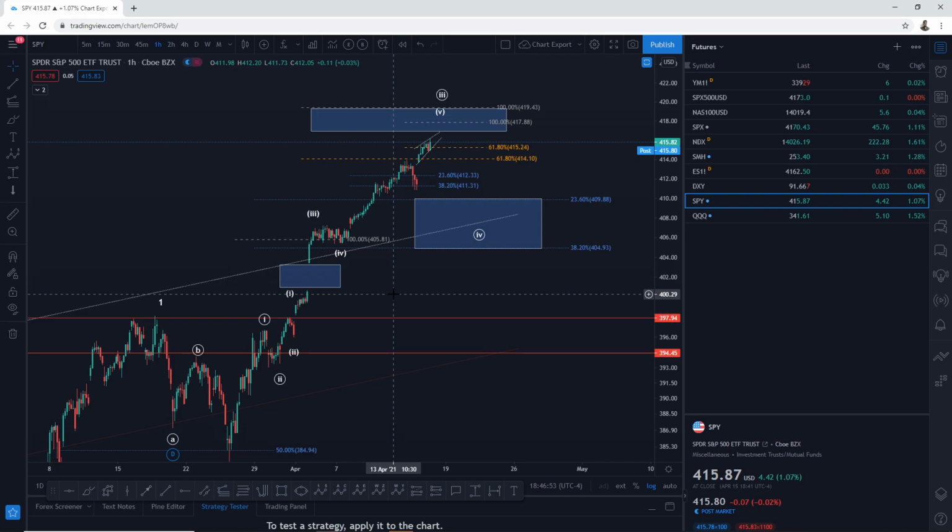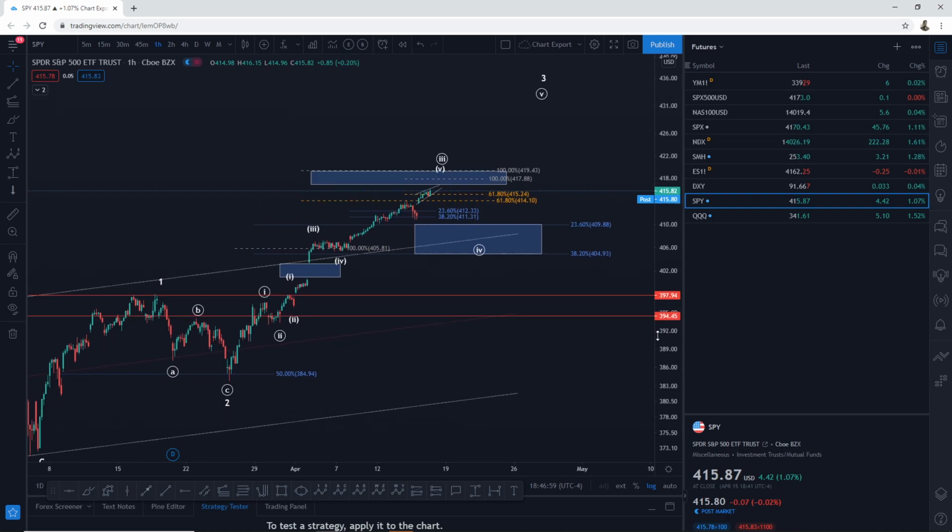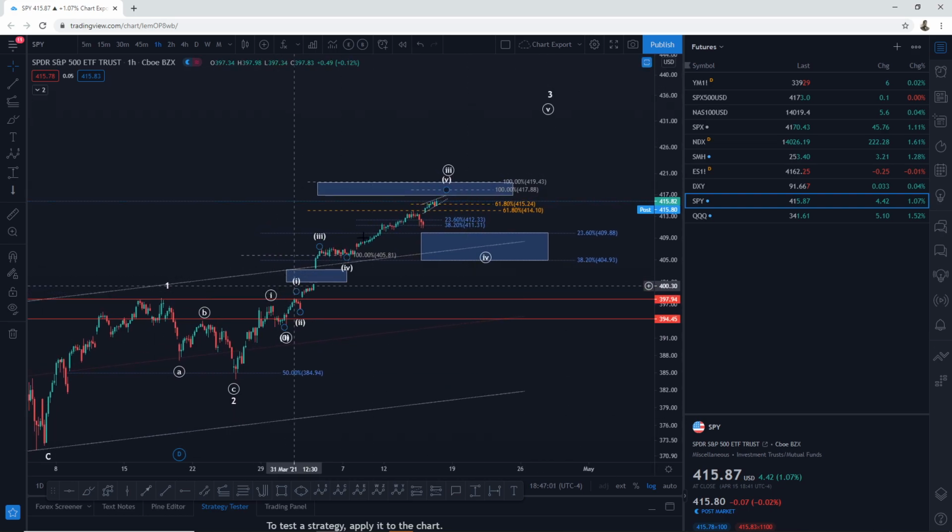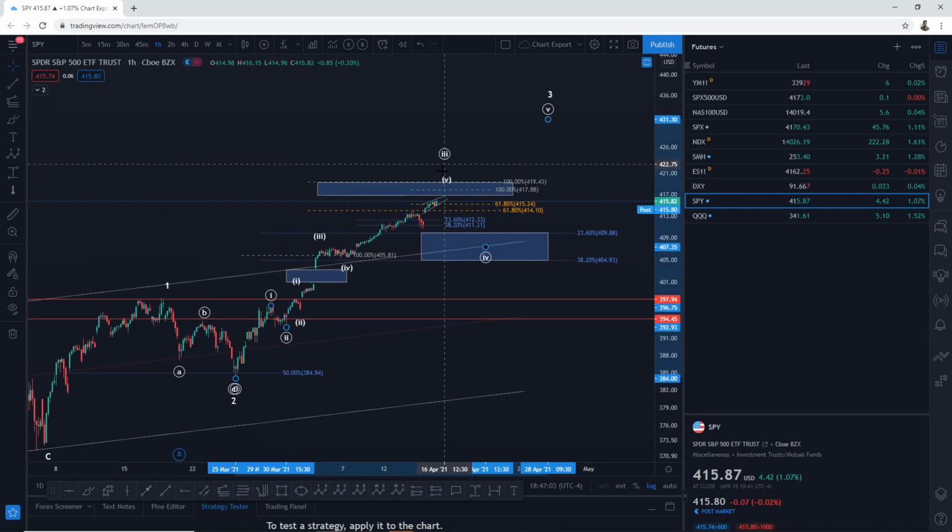Okay, if we keep on melting up higher, so be it. We have existing positions that are in the profits. All right, anyway, so again, we're going to keep on waiting for this wave 5 of 3 to complete.